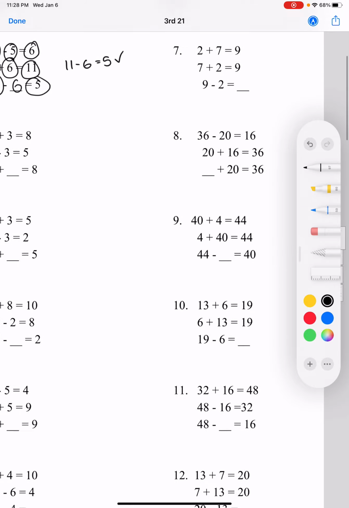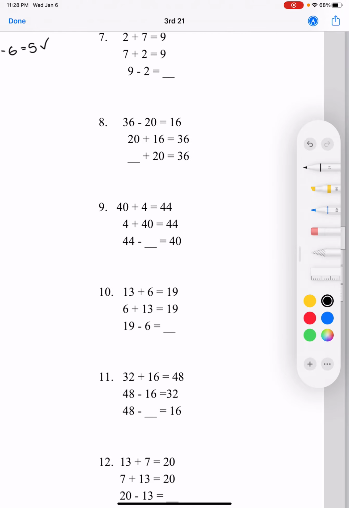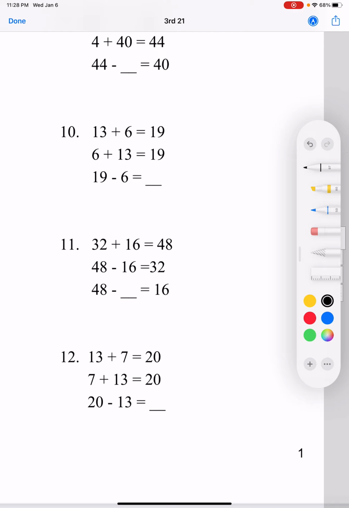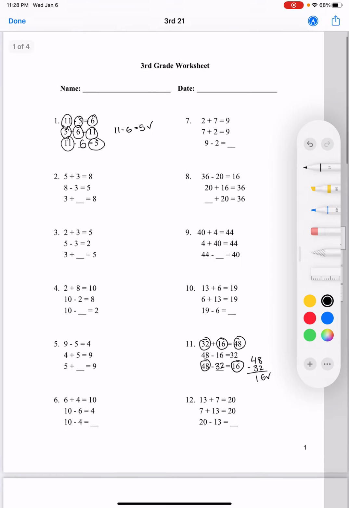Let's try number 11. So we have 32 plus 16 equals 48. 48 minus 16 equals 32. What is 48 minus blank equals 16? So basically what you do is you look to see 32, 16, and 48. And we have 48 and 16 here, which means that 32 will go in the blank. And then we check 48 minus 32. 8 minus 2 is 6, 4 minus 3 is 1, and it's 16, which shows that we are correct.